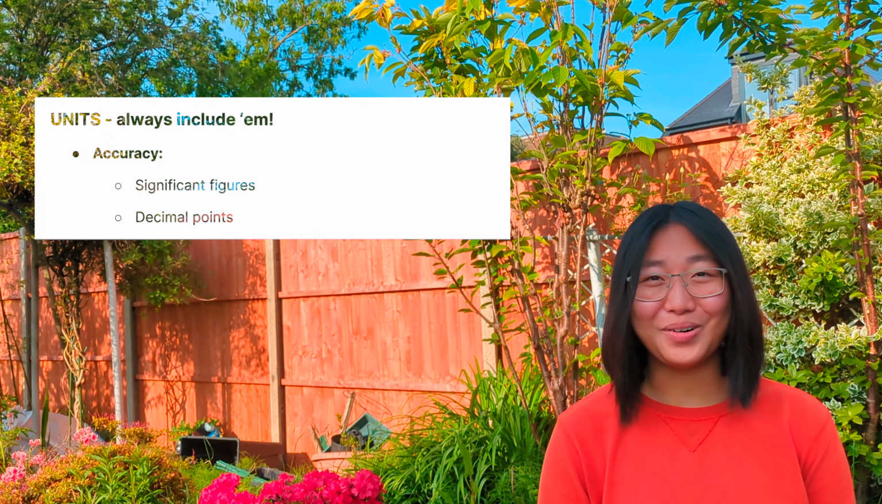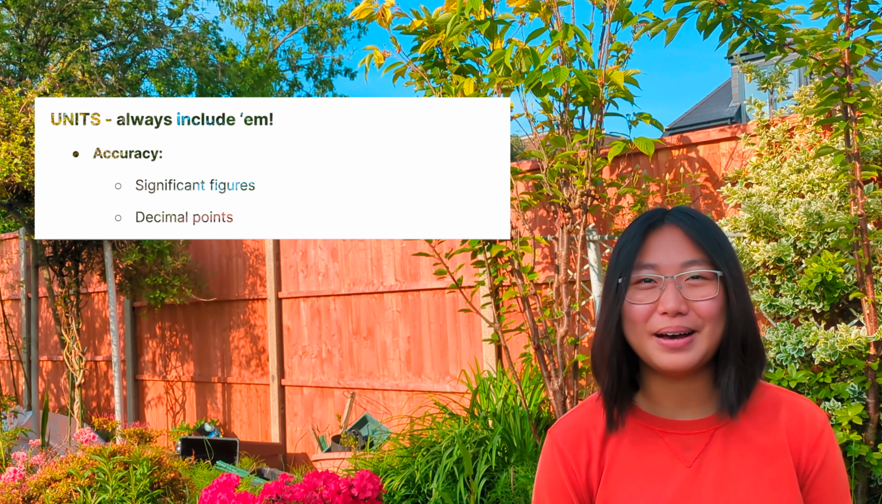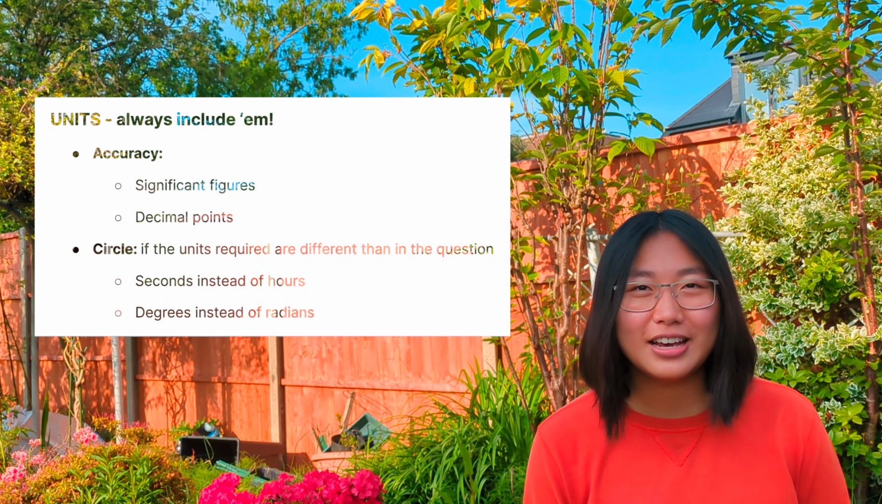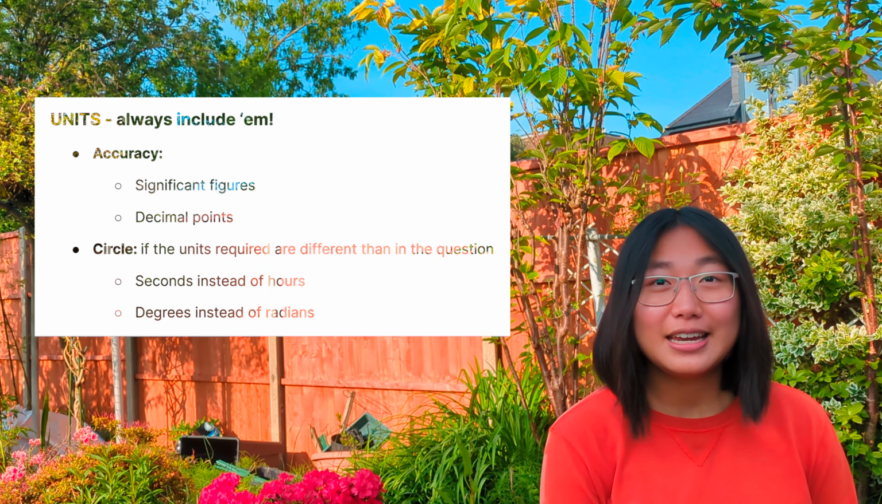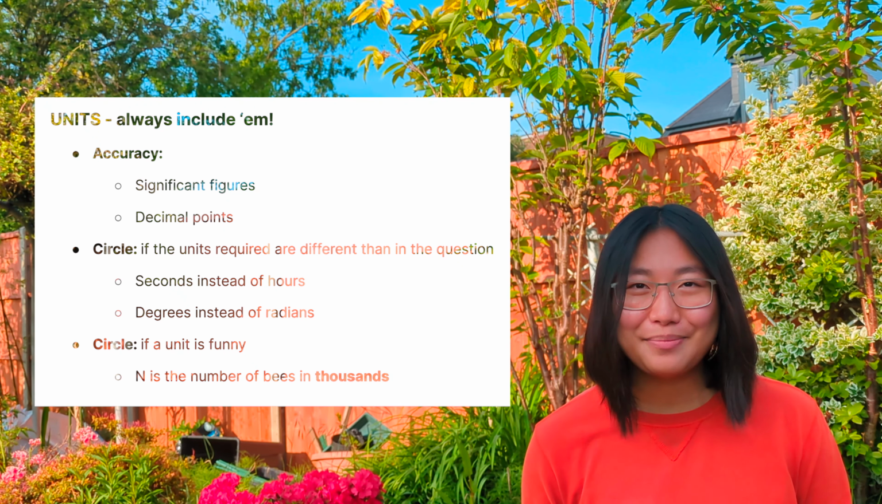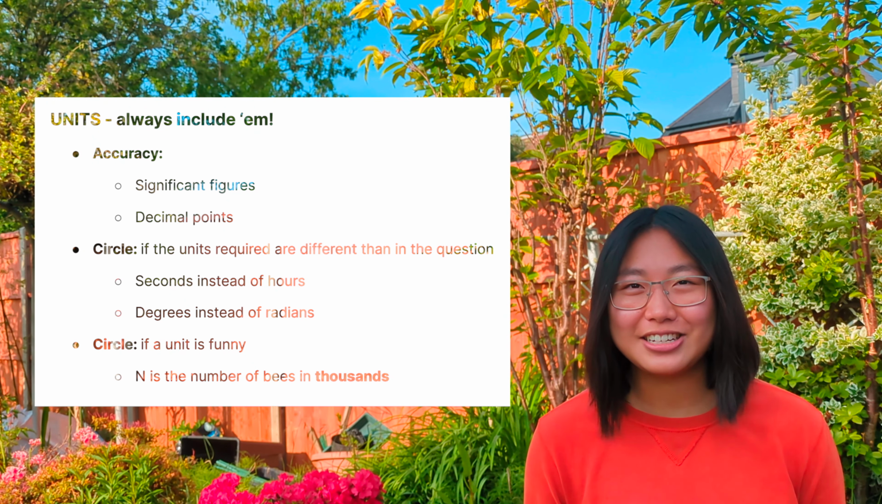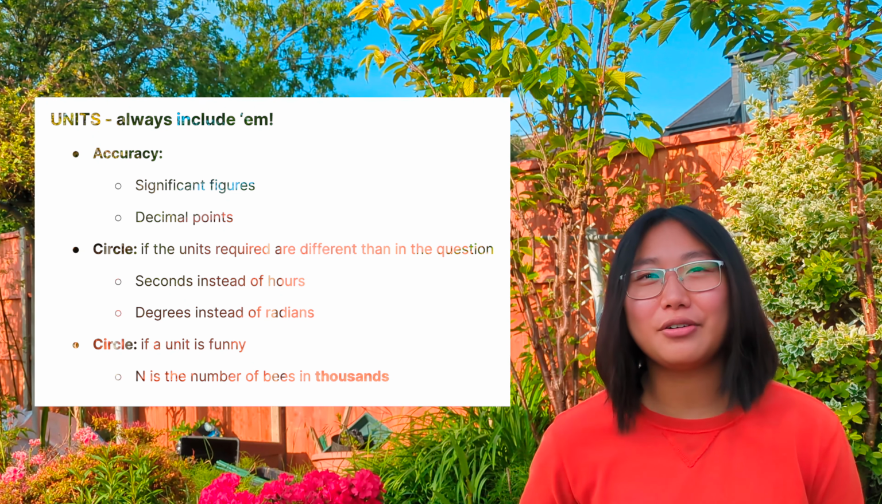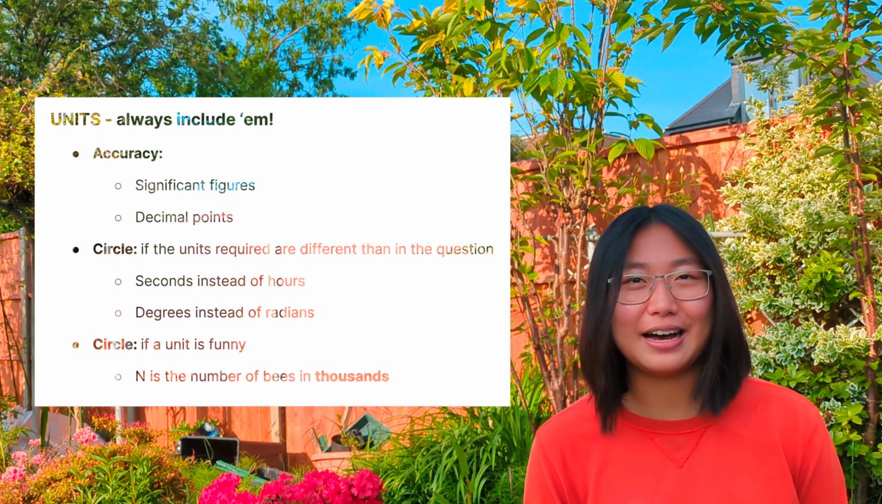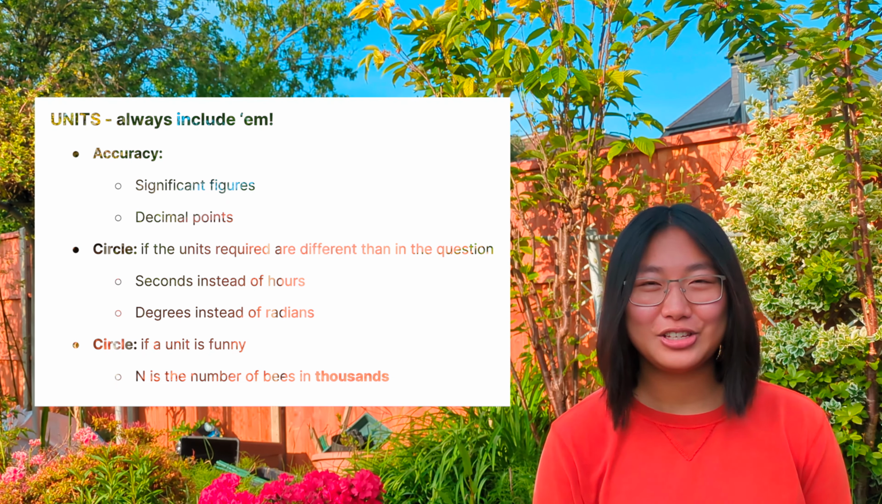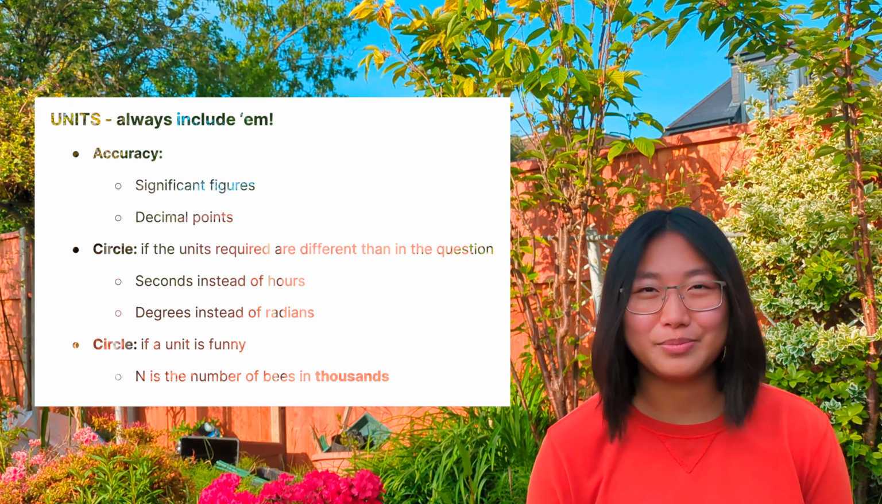Another thing is that they always, I don't know what this is about, but they like tricking you with the units. For example, they might say something like the bee population N, but the bee population is actually in thousands. So after you've found your answer, you need to multiply it by 1,000 to get to the correct number. So if you see any funny units, just circle them so you don't forget.